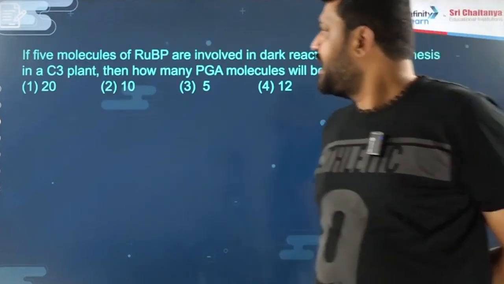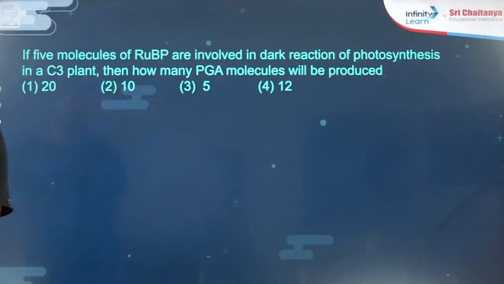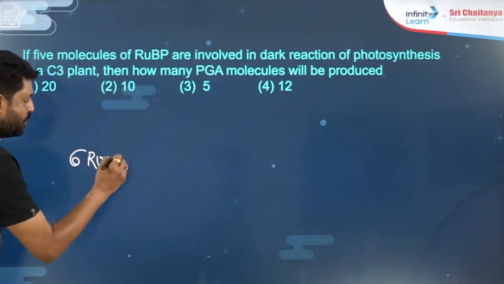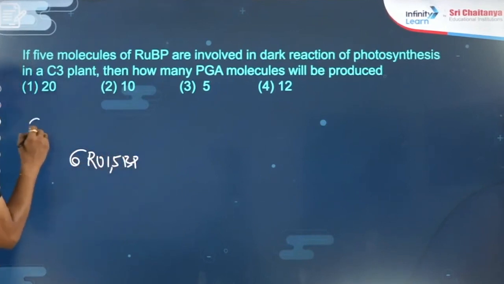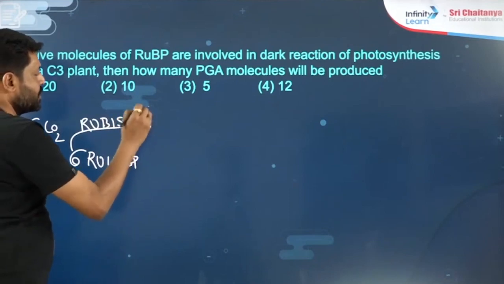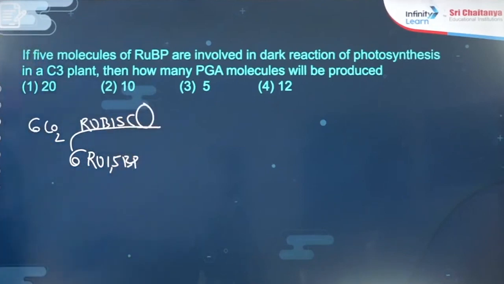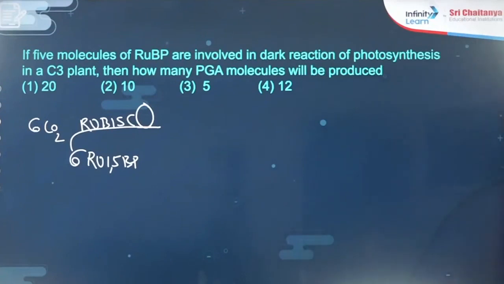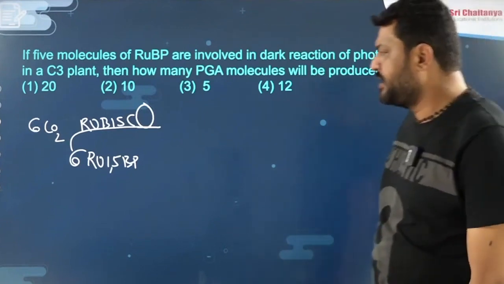If 5 molecules of RuBP are involved in the dark reaction of photosynthesis in a C3 plant, how many PGA molecules will be produced? Have a look here. In the dark reaction, 6 moles of RuBP, ribulose 1,5-bisphosphate, are attached with 6 moles of CO2. In the presence of rubisco, because rubisco has dual nature, depending on the relative abundance of carbon dioxide and oxygen, rubisco can act as carboxylase as well as oxygenase. This is the dual nature.